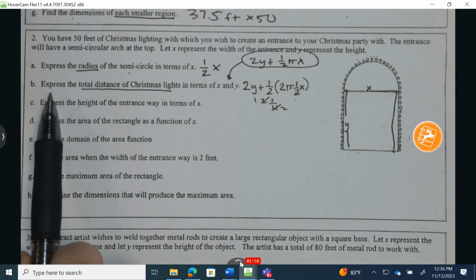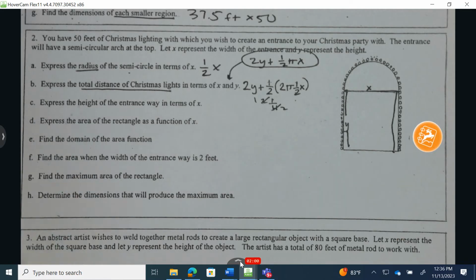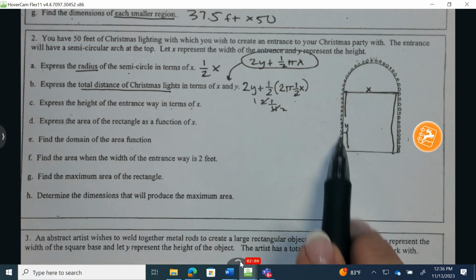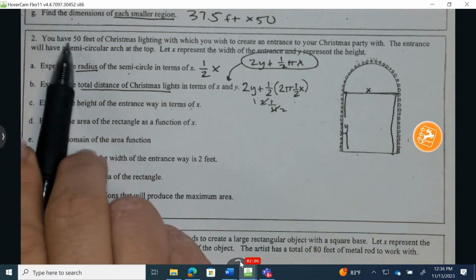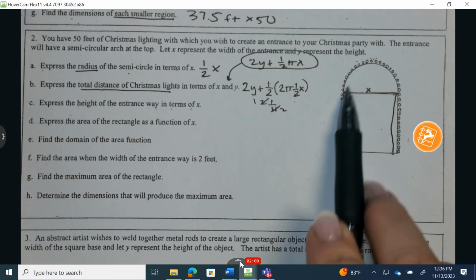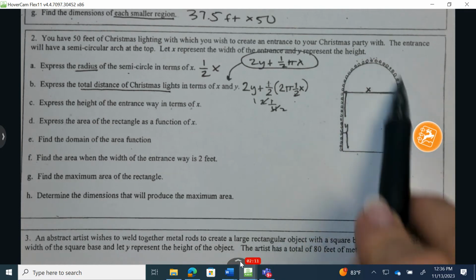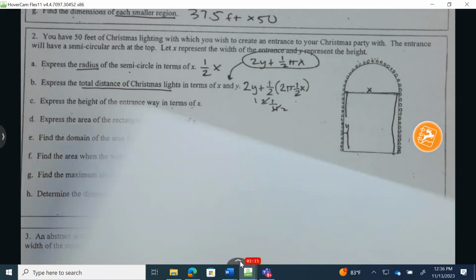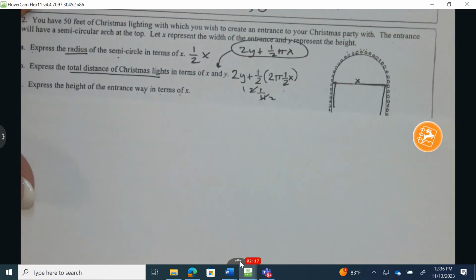Okay, now we're going to express the height. So I want to express Y in terms of X. I know this is the entire part. I know this 50 feet of Christmas lights will go over this entire length, so this length from here all the way over here is 50. So let me grab a different piece of paper where I can show my work and have a little more space as I do part C.